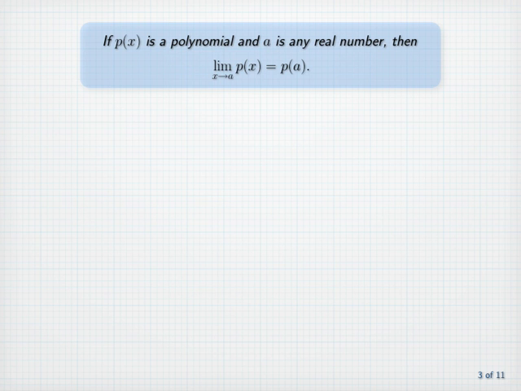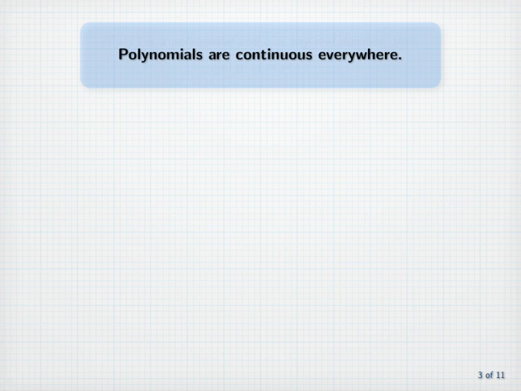Recall that if p of x is a polynomial and a is any real number, then the limit as x approaches a of p of x is equal to p of a. We can now state this basic fact in a different way. It simply says that polynomials are continuous everywhere.